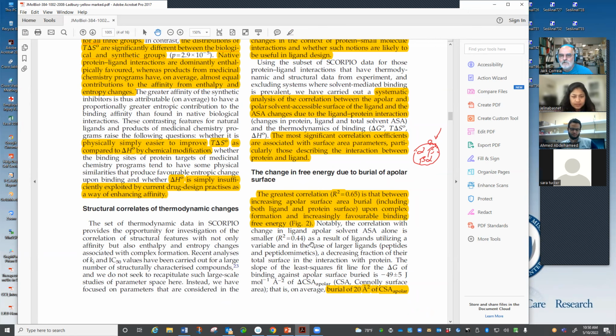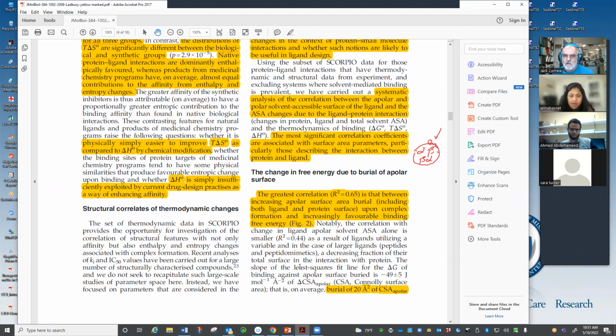If they only look at the ligand burial, how much surface is lost on the ligand that is apolar? The correlation, they don't show that plot here. I don't think it's in a supplement. It's only 0.44. So it's not just how much loss on the ligand, it's both. You've got to include both surfaces in this calculation.